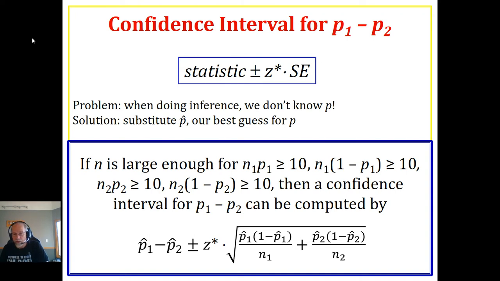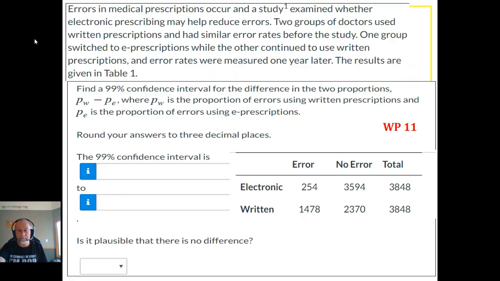So everything's the same here as what we just did. The only additional thing we're doing to the last question is we're going to multiply by z star, and we're going to add and subtract that from the statistic that we have, which is p hat 1 minus p hat 2. So let's go do that.